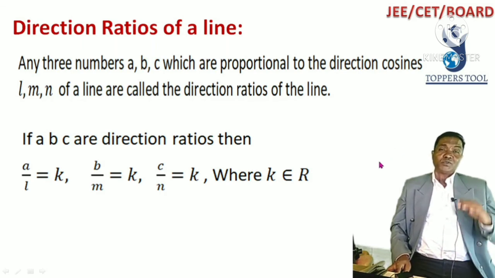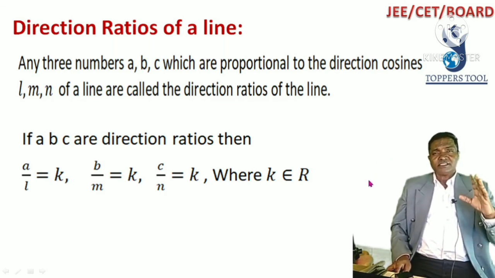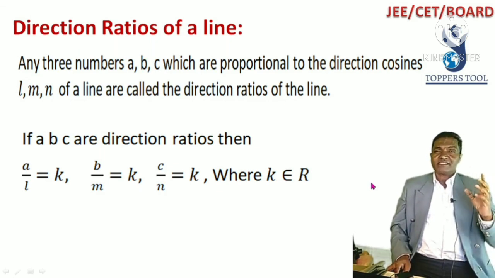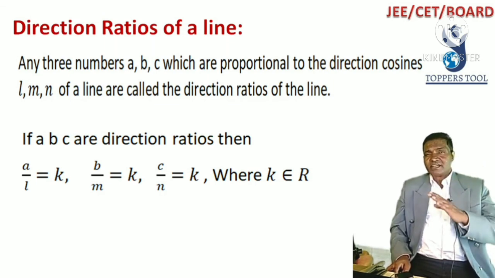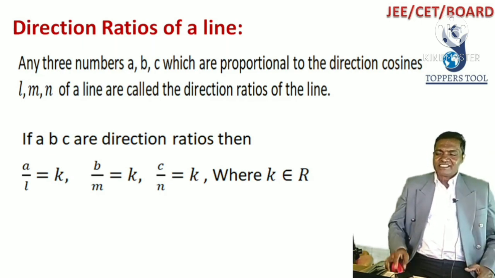So this is all about how the direction cosines of a line can be obtained, and in the next class we'll be studying the direction ratios of a line and the relation between direction cosines and direction ratios. So till then, take care.